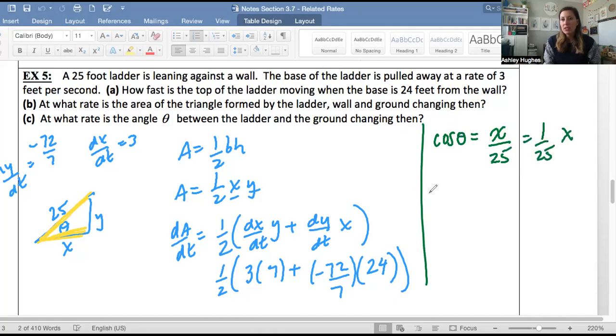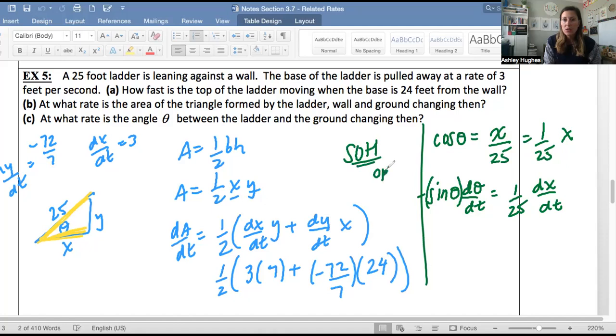Then I could take the derivative. Negative sine of theta times d theta/dt is equal to 1 over 25 times dx/dt. Now, these always seem to trip students up. You are not solving for theta. That is not what you have to do. You're solving for sine of theta. And remember, sine of theta is just opposite over hypotenuse. So you're just trying to solve for a fraction right here.